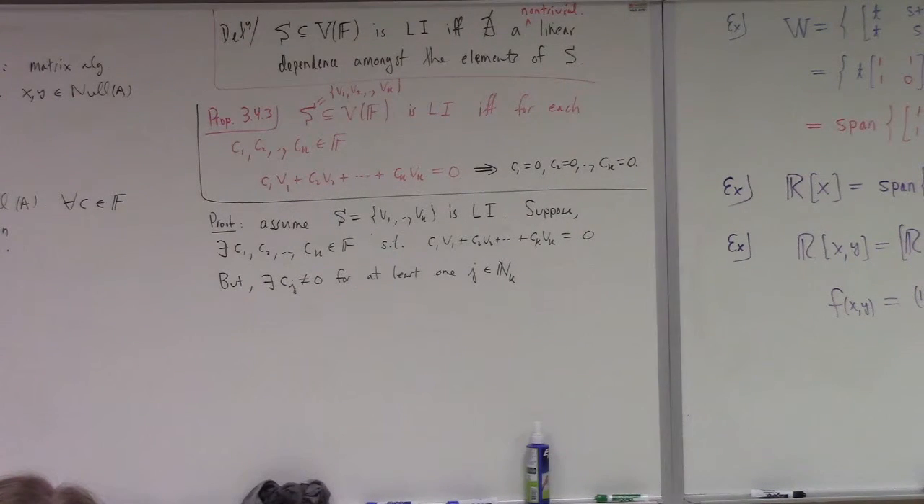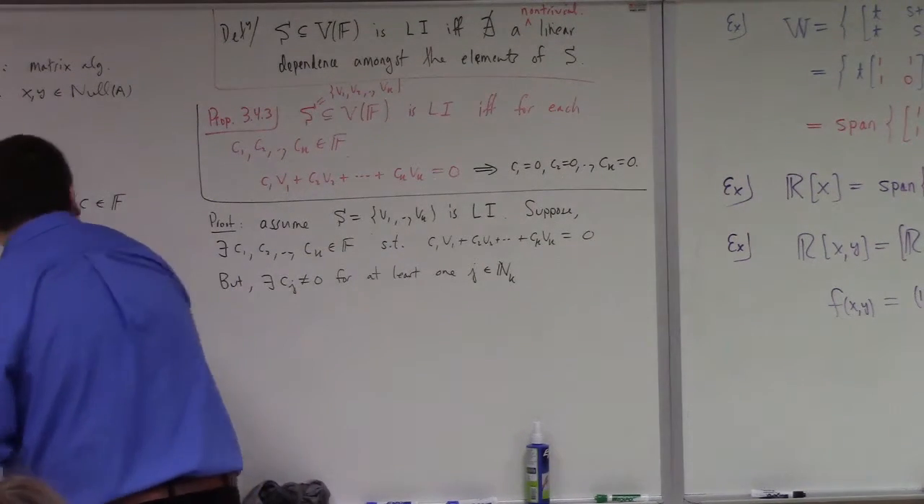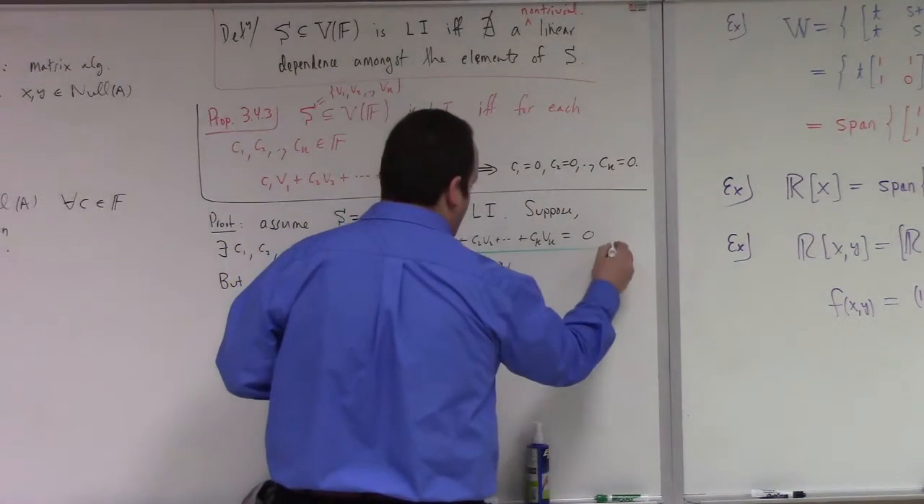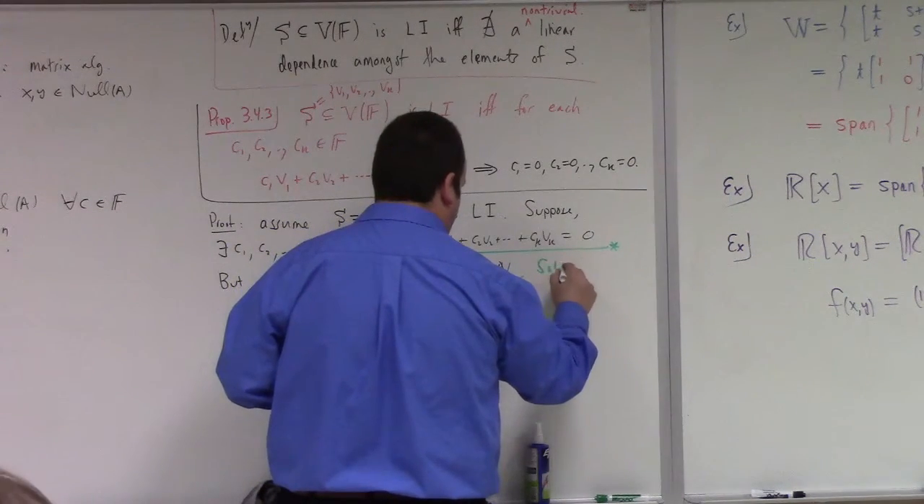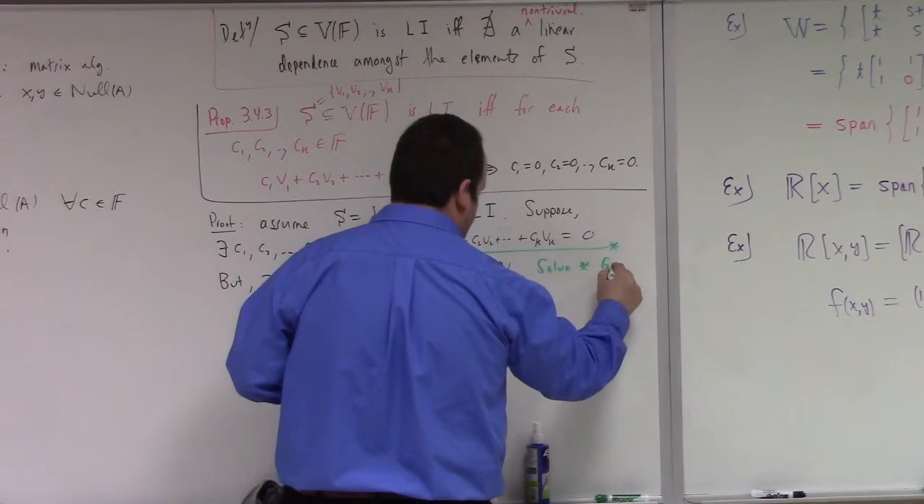Okay. What does that mean you can do? If cj is not equal to 0, what can we do? We're in a field, a non-zero thing, we can divide by it, right? So that condition that cj is not equal to 0 means we can solve for vj. Let me be more explicit about that. Let's call this thing star. So solve star for vj. What do we get?